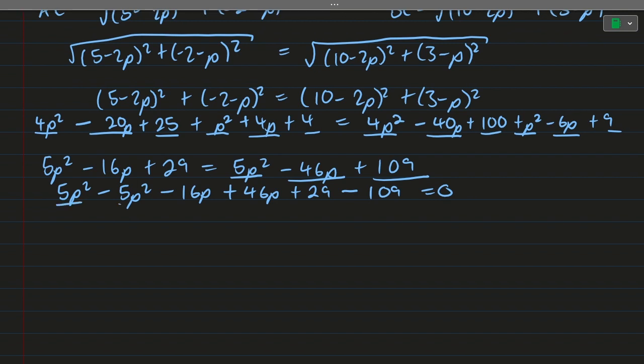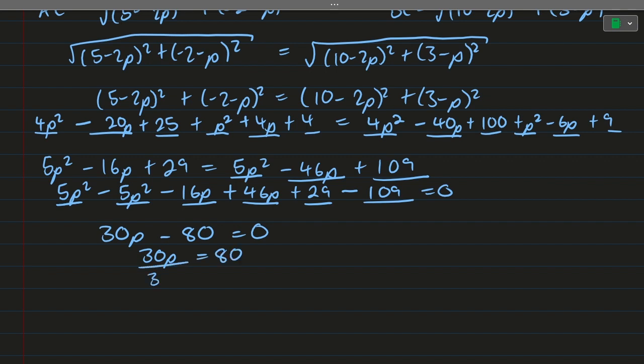Now the 5p squares cancel out, then we have minus 16p plus 46p, which gives us 30p. Then we have 29 minus 109, which is minus 80, is equal to 0. And now let's make p the subject of the formula. Divide both sides by 30, and you get p is equal to 8 over 3, and that is the final answer.